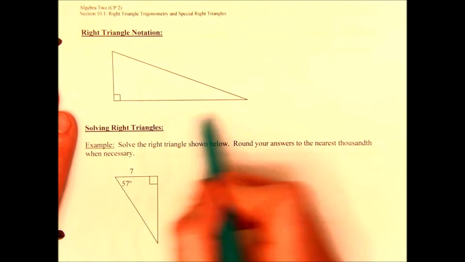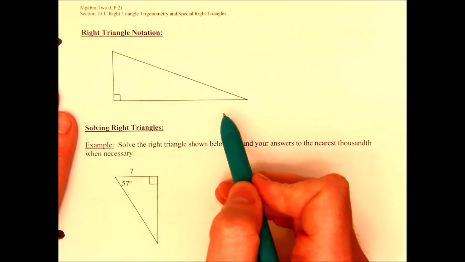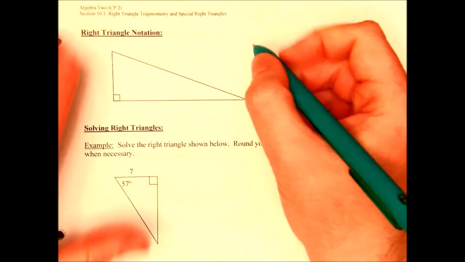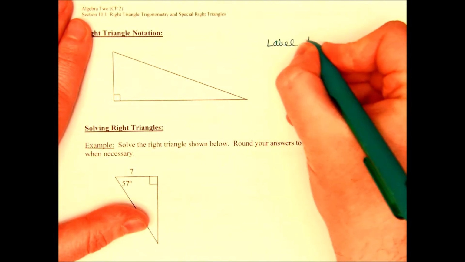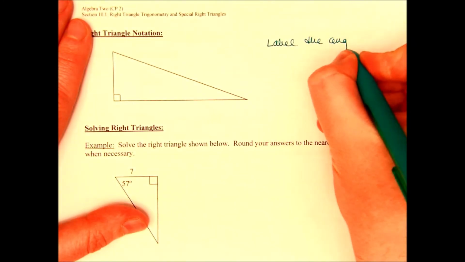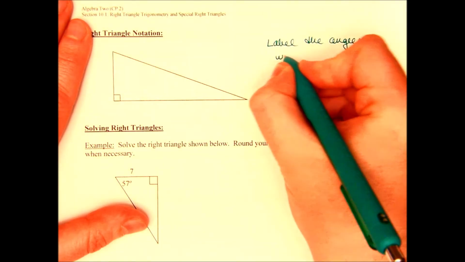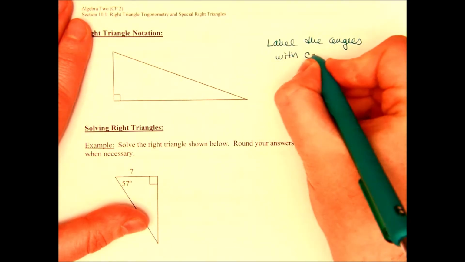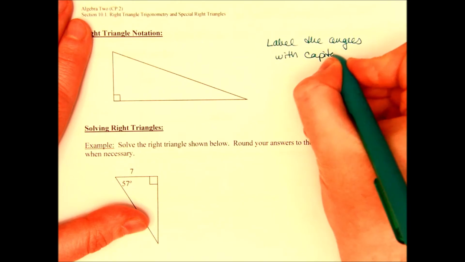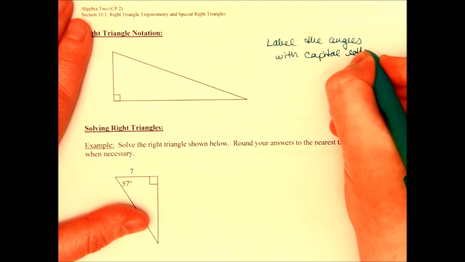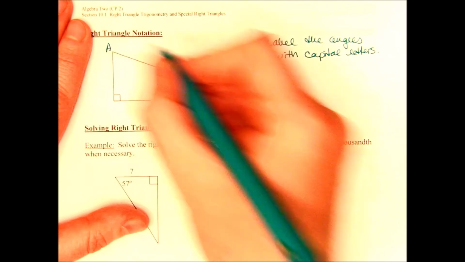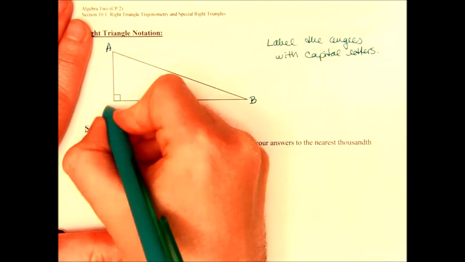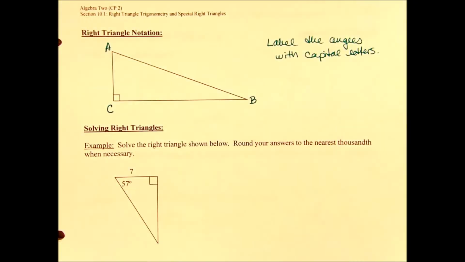When we're dealing with labeling parts of a triangle, we're going to label the angles with capital letters. So I'm going to make this capital A, I'll make this capital B, I'll make that capital C.